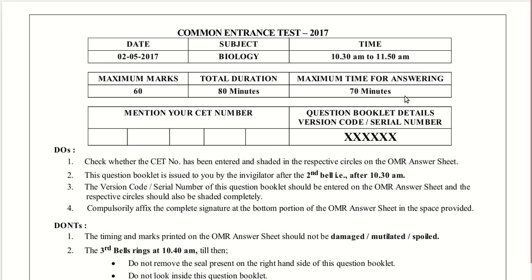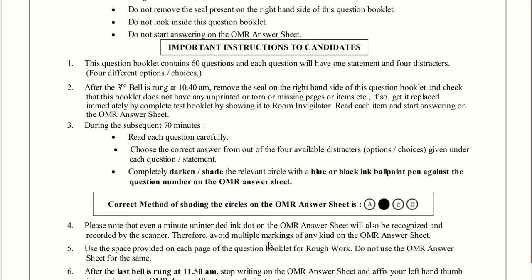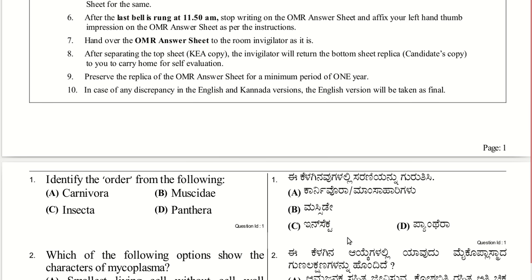This is how the question paper pattern looks like, and there are version codes of nearly 16 varieties, so you have to mention your CET number even on the question booklet. Once it starts, the correct method of shading the circles on the OMR answer sheet is given here. So let us proceed with the questions.